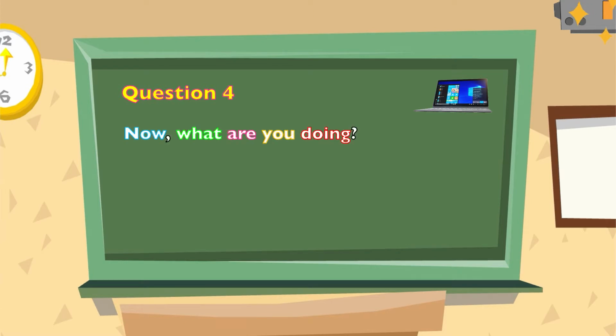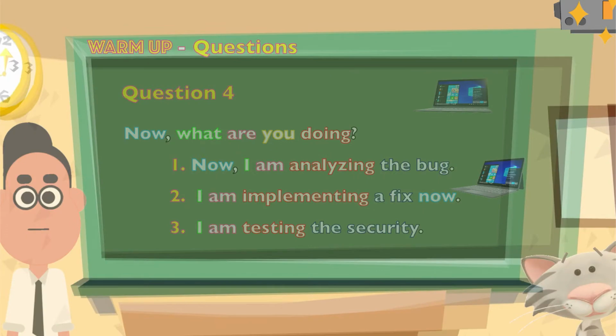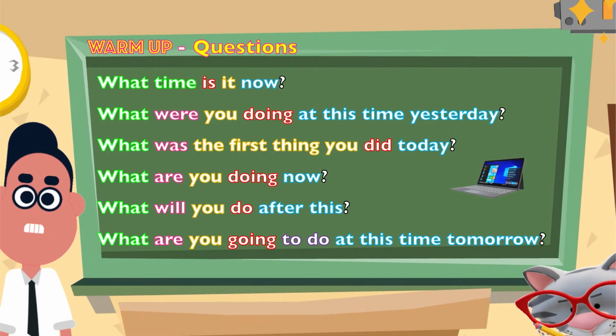So I mentioned how these time adjuncts can jump around. Right? So what are you doing now could also be now what are you doing. If you look at the handout, you'll see the question is what are you doing now? But you can see how you can move that adjunct around. Like now I am analyzing the bug. I'm implementing a fix now. Or optionally leave it out because it's in the question. I am testing the security. So these adjuncts we will look at in more detail in the grammar section.